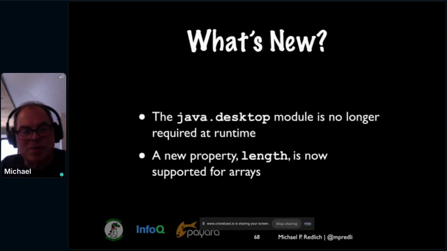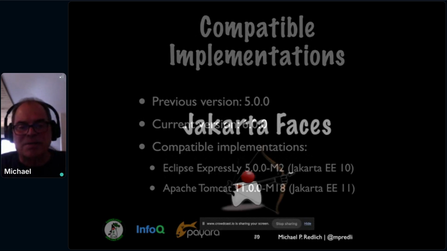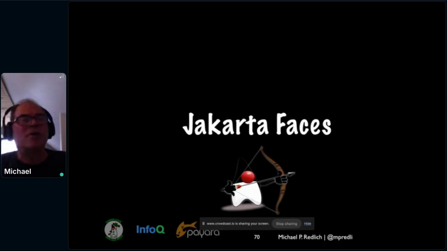The java.desktop module is no longer required at runtime, and there's a new length property that is supported for arrays. 6.0 is going to be the new version, and Apache Tomcat is the compatible implementation. It's milestone 18. I think they're up to 20-something at the moment. But they still support the 10.0 and 9.0, and I think even the 8.0 release trains.